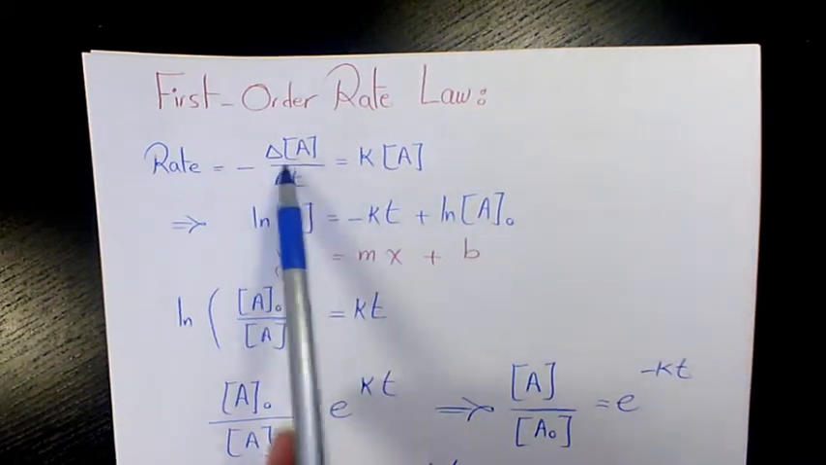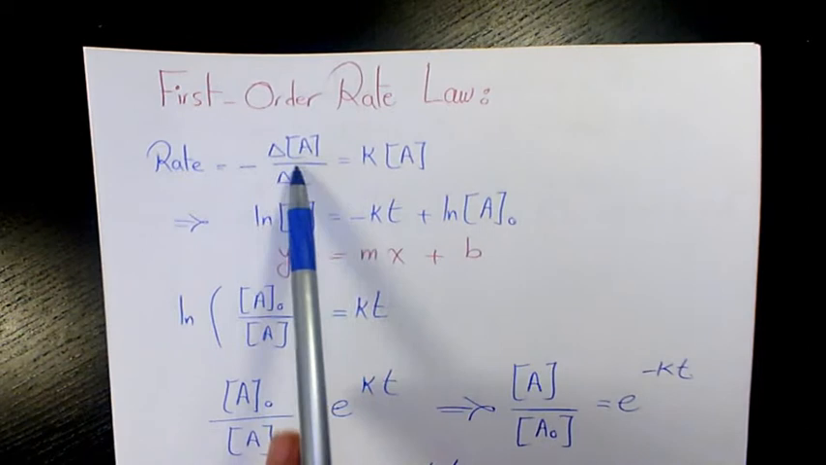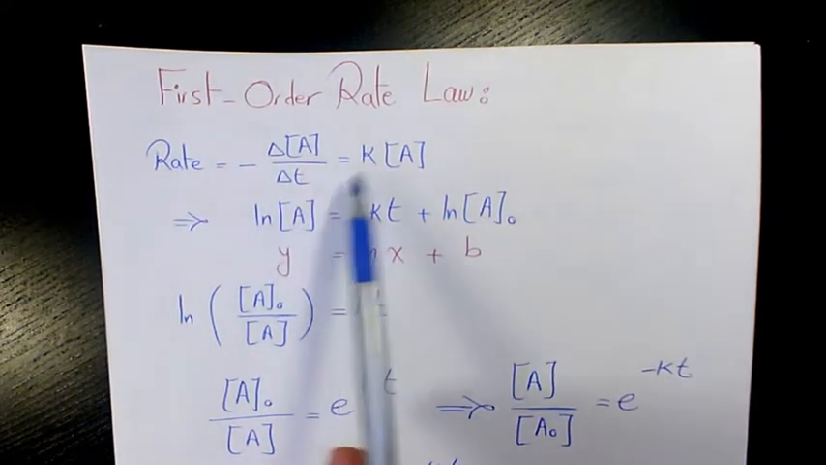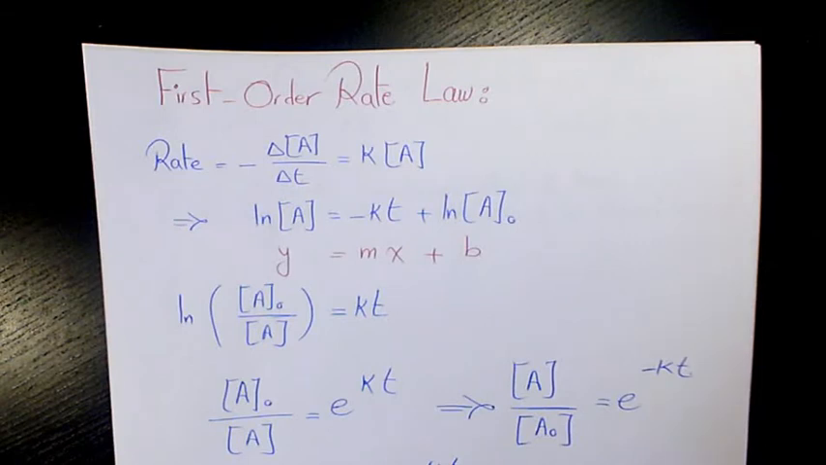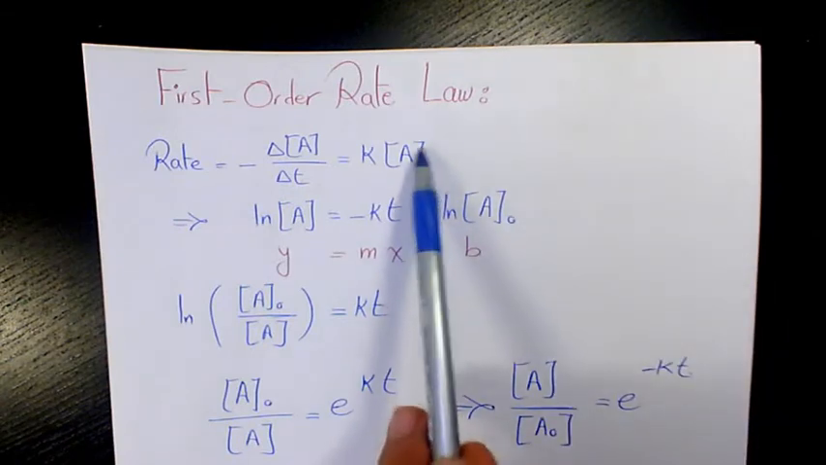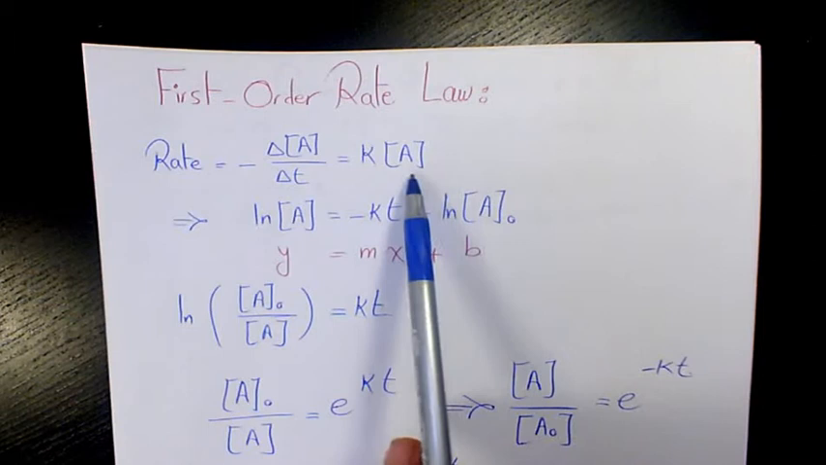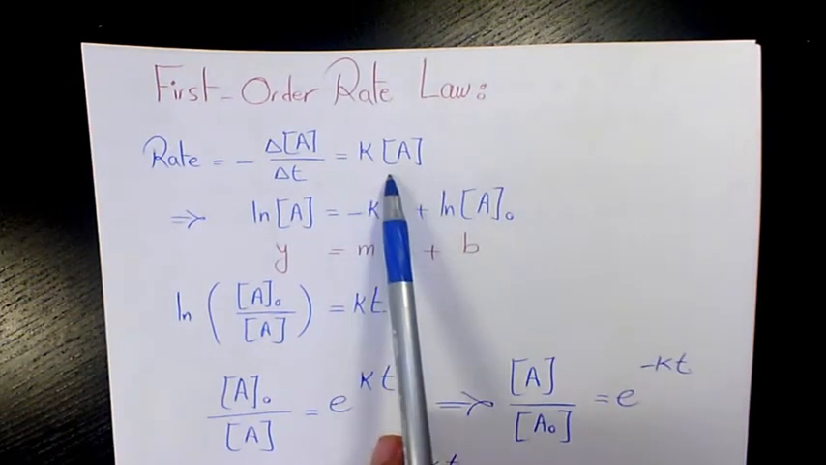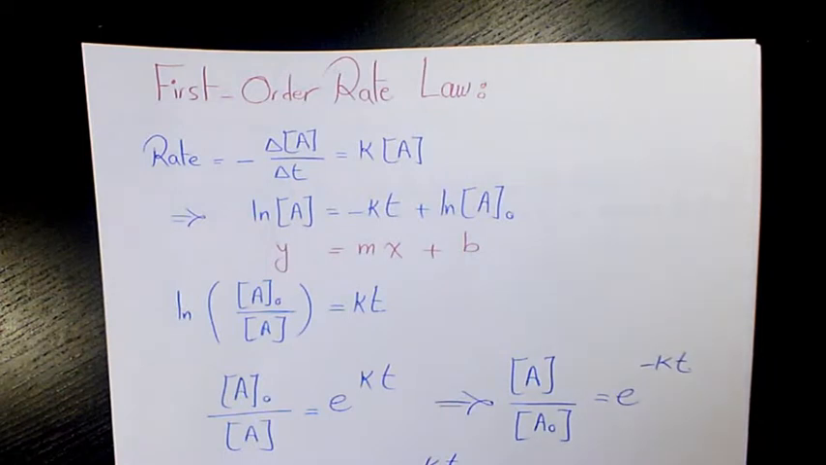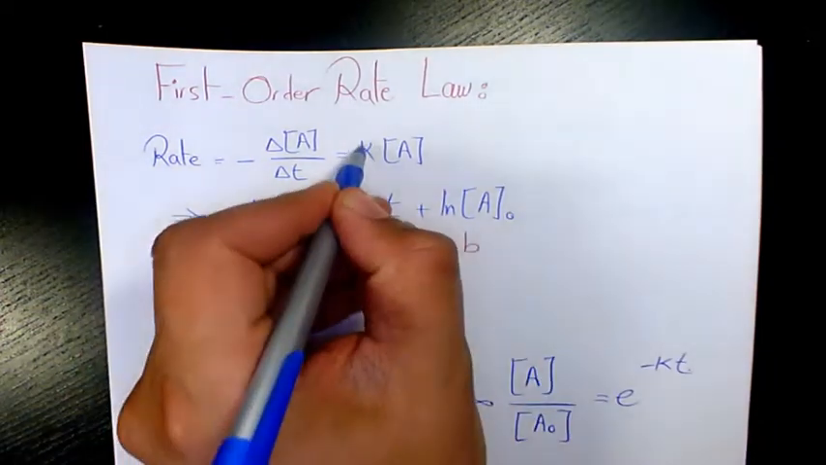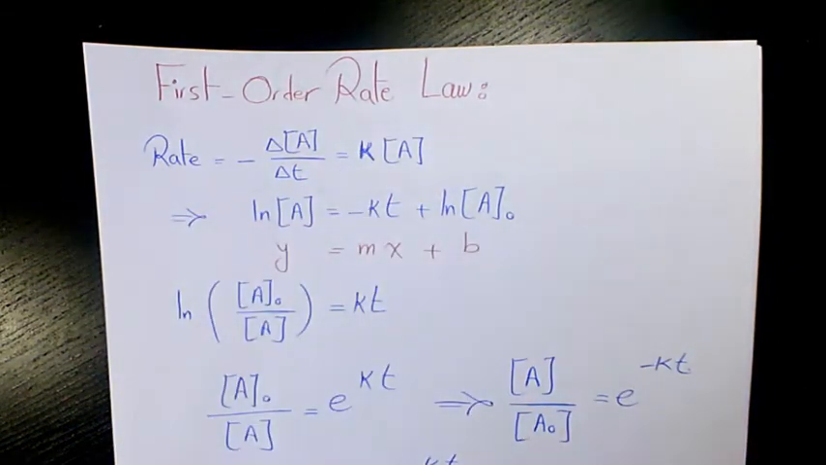So rate of change of concentration of A with respect to time is going to be equal to k times concentration of A. Here we have square brackets, meaning that we are dealing with molar concentration. On the other hand, we have k. k is the reaction rate constant, or rate constant, which changes only with temperature.